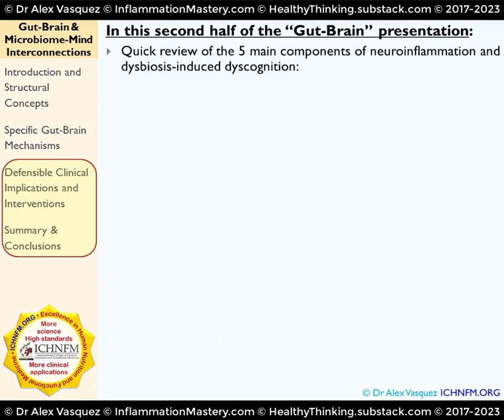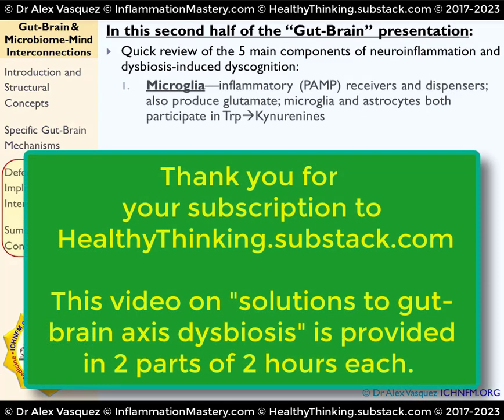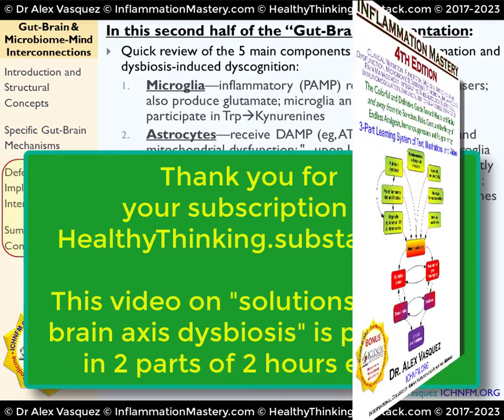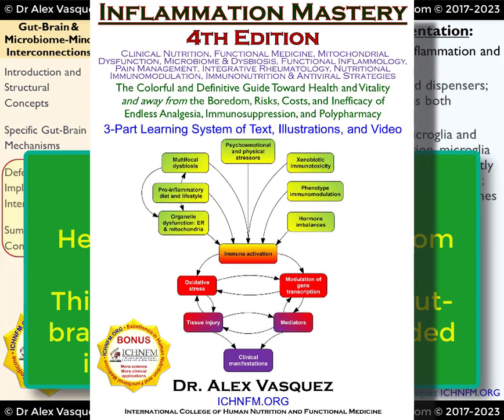Let's talk about some of the main components of neuroinflammation. This includes the microglia. These are the immune cells within the brain and the spinal cord. Those are sensitive to pathogen-associated molecular patterns called PAMP, and also DAMP, which stands for damage-associated molecular patterns. That includes ATP and mitochondrial DNA from mitochondrial dysfunction.